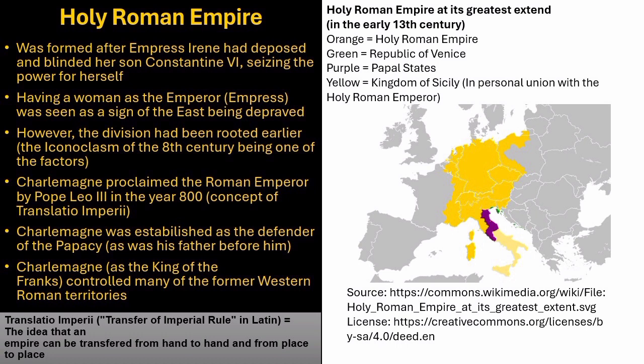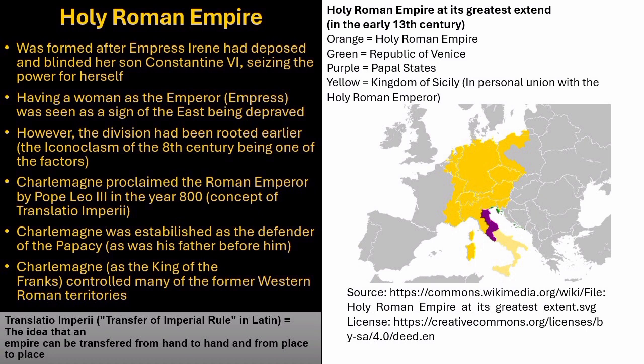There had been an ongoing rift between the West and the East for some time by that time. And to be more exact, I'm referring to the rift between the Western representatives of the Church and the Eastern Roman throne. One of the notable factors behind it was the iconoclasm of the 8th century.